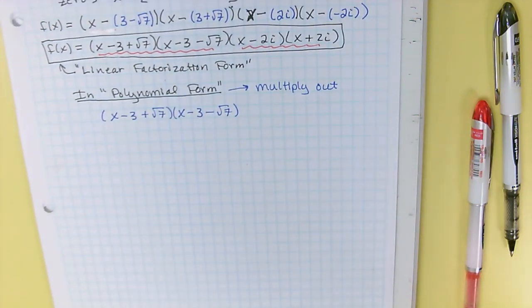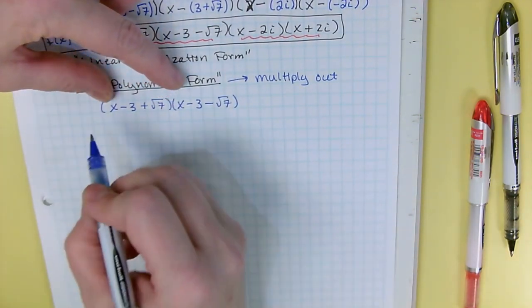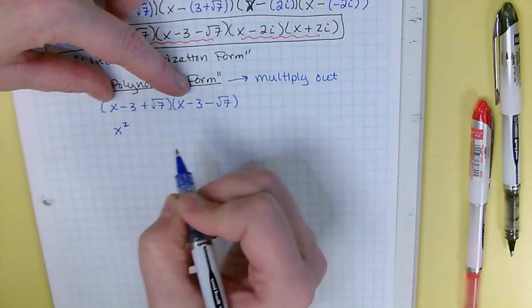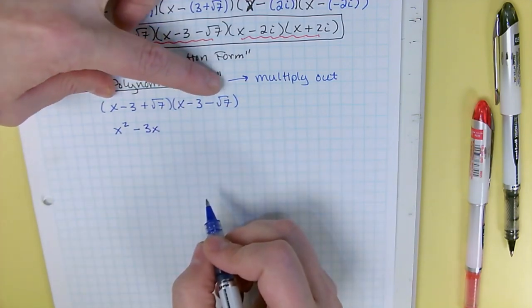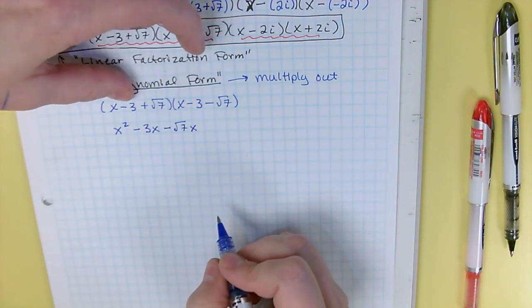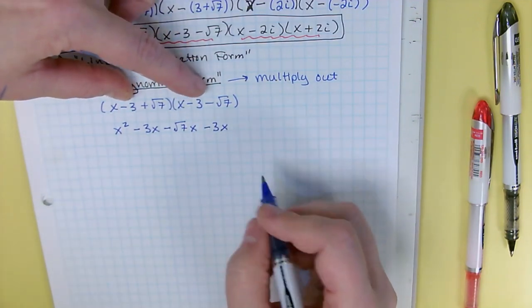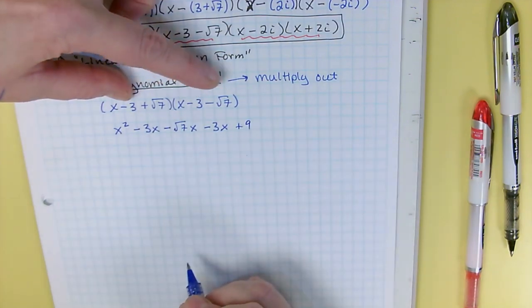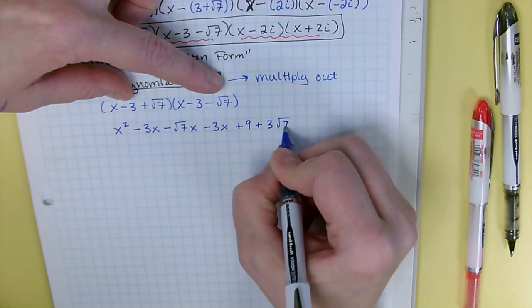You can do it using columns or rows. I don't typically do columns when it's this many different kinds of terms. I just do it in rows, but that's up to you. So starting with x, we're going to distribute. X times x is x squared. X times negative 3 is negative 3x. X times negative radical 7 is negative radical 7x. Now the negative 3. Negative 3 times x is negative 3x. Negative 3 times negative 3 is positive 9. Negative 3 times negative radical 7 is positive 3 radical 7.